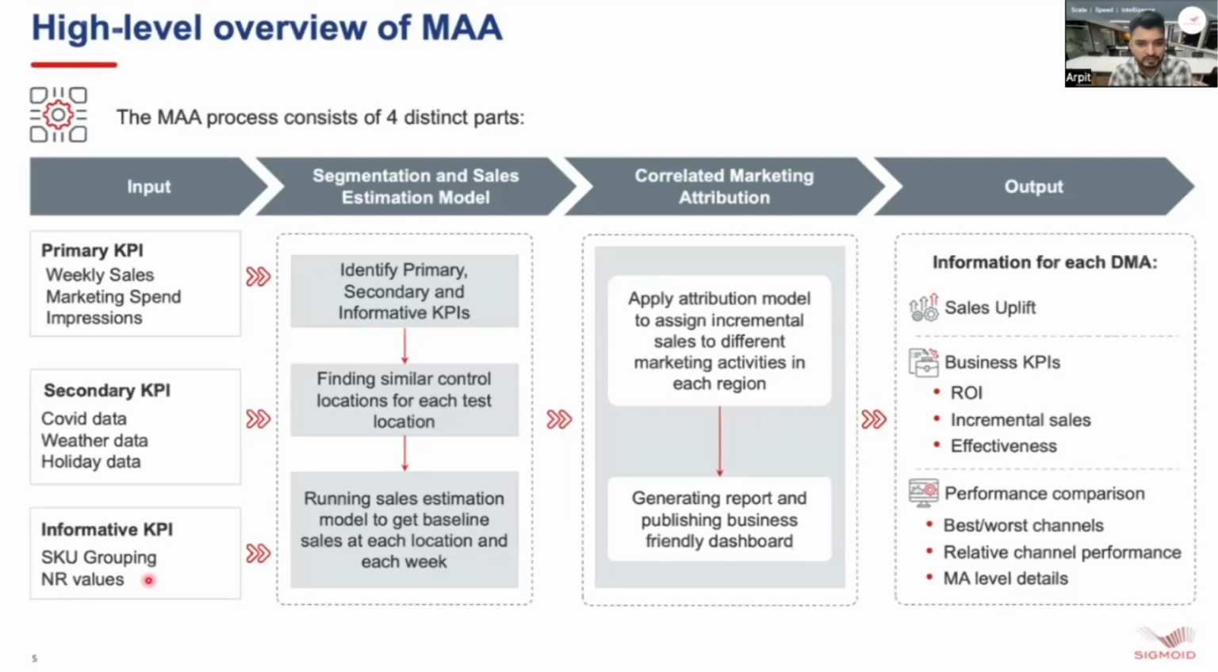Once all this information is ready, we find similar geolocations for each test pair. Then we run a sales estimation model to get baseline sales for each location for each week. Once we have this information, we can apply a simple attribution model to assign incremental sales to different marketing activities in each region. And once this information is ready, we generate a report and publish it into a business-friendly dashboard. In the dashboard, we can see sales uplift and business KPIs like ROI, incremental sales, and effectiveness. Then we can compare the performances of different channels, like what was the best channel, what was the worst channel, the relative importance of channels, and marketing activity level details.